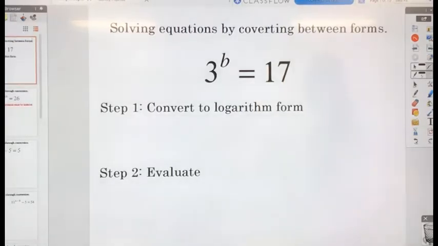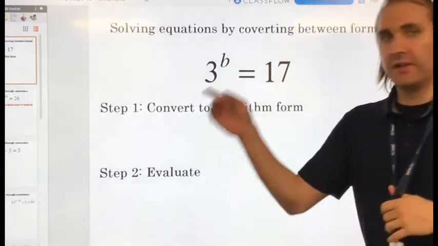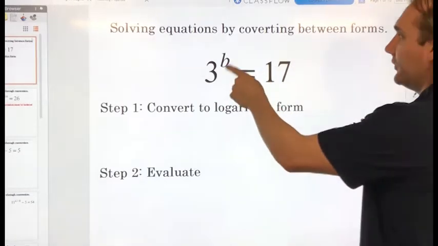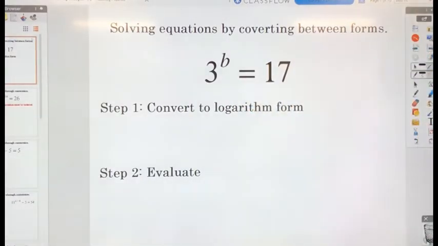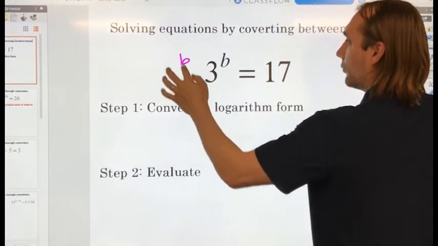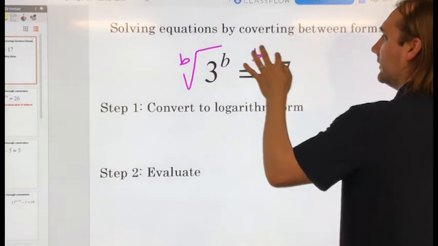All right. Yesterday we looked at converting exponentials into logs and logs into exponentials. Now we're going to use that to help us solve equations. So if I want to solve 3 to the power of b equals 17 and I want to solve for b, right now the only way you know how to do that is to get rid of the exponent, you take the root of the exponent on both sides.